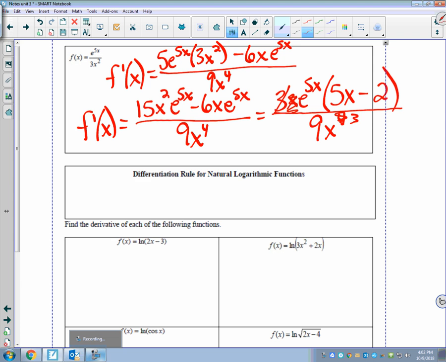Also, I could cross out a 3 with a 9. So I think the simplified answer here would be e to the 5x times 5x minus 2 all over 3x cubed.